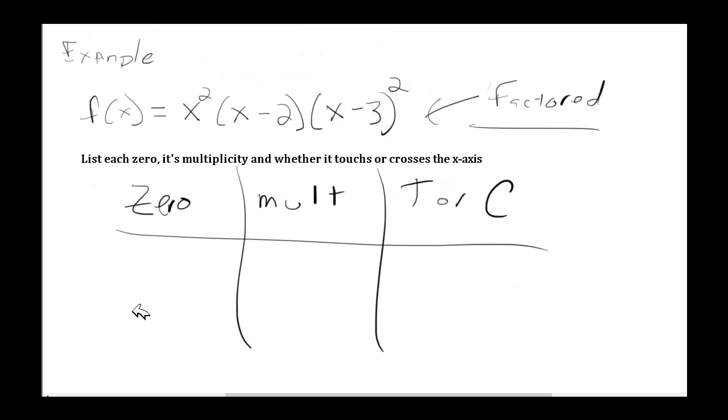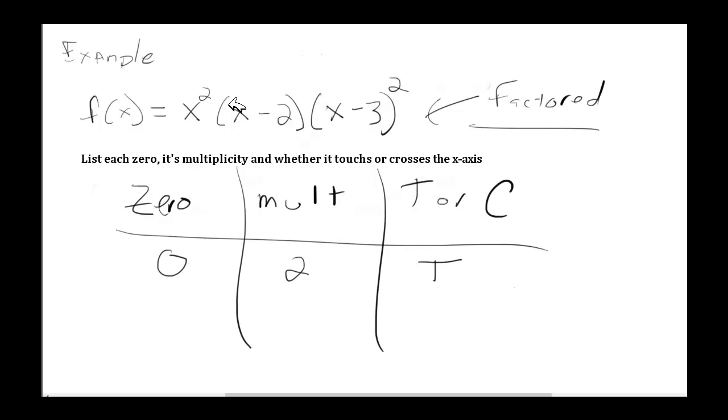Okay, now let's look at this. List each zero, its multiplicity, and whether it touches or crosses the x-axis. That is really easy to do if it's in factored form. That's the whole point of factoring, it gives you those zeros. So here I have a zero at 0, because you have this x squared term out here. Its multiplicity would be 2, because that's your exponent. And since 2 is even, it's going to touch.